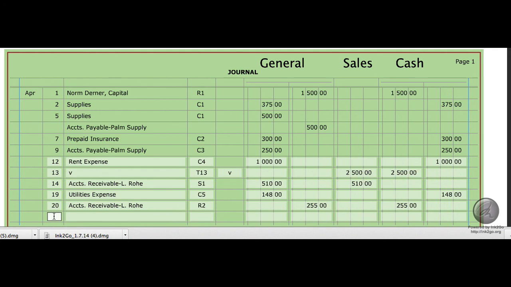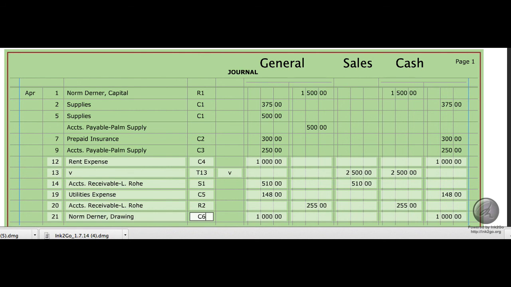And for the last transaction, I paid cash to owner for personal use on the 21st, which was $1,000, C6. Norm Derner took money out of his account, so we are decreasing our cash. So 21st. So we're going to do Norm Derner drawings. We're going to use your drawing account. We are general debiting $1,000 because our cash is decreasing or being credited by $1,000. And our source document number is going to be C6.